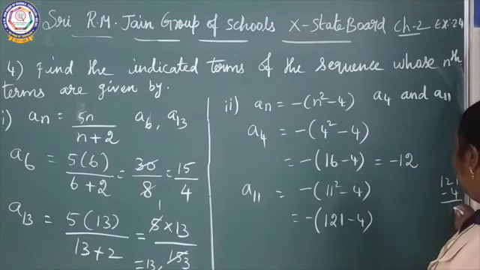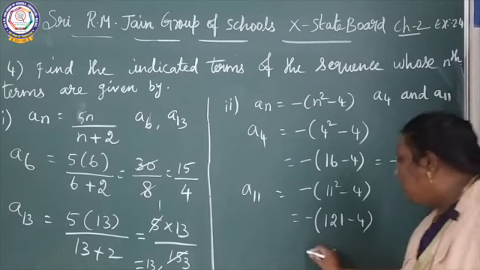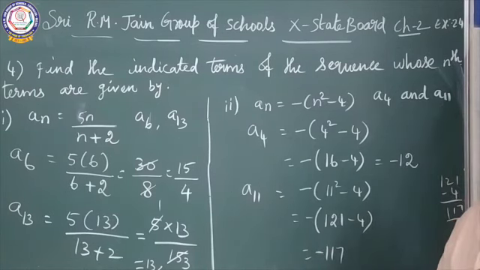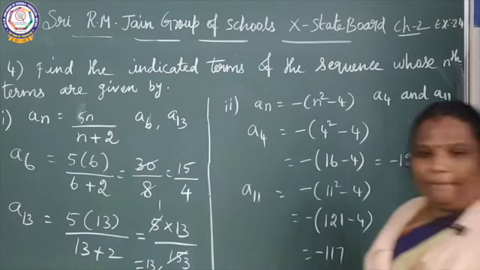See, 1, 1, 117. It gives minus 117. Okay. Is it clear?